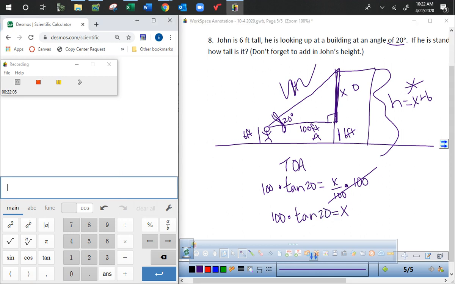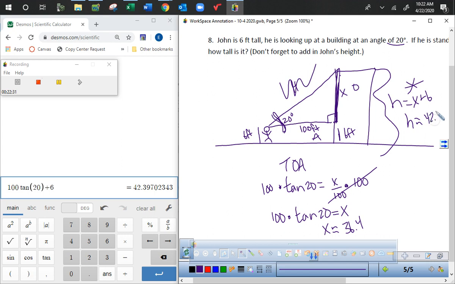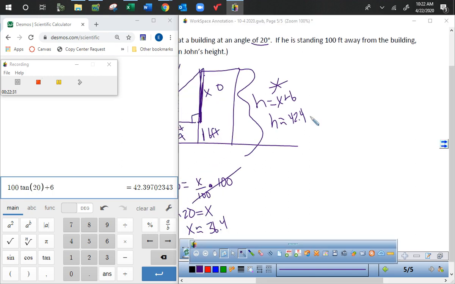Okay, so go ahead and type that in your calculator. And that looks like 36.4. But remember, that's x, and we still have to add 6. So I'm going to go ahead and over here say plus 6 to get 42.4. So the height of the total answer is 42.4. Everything was talking about feet, so I'll make sure that I put feet on my answer.